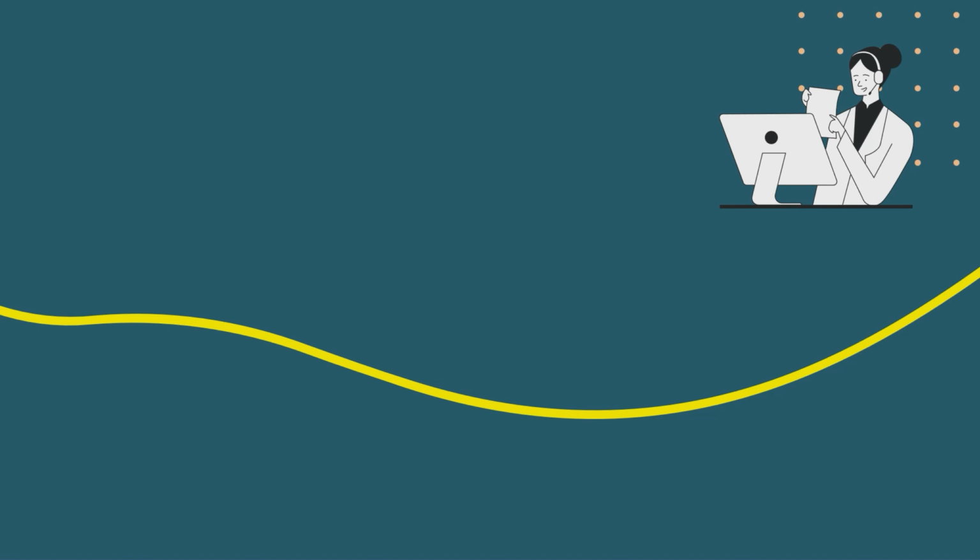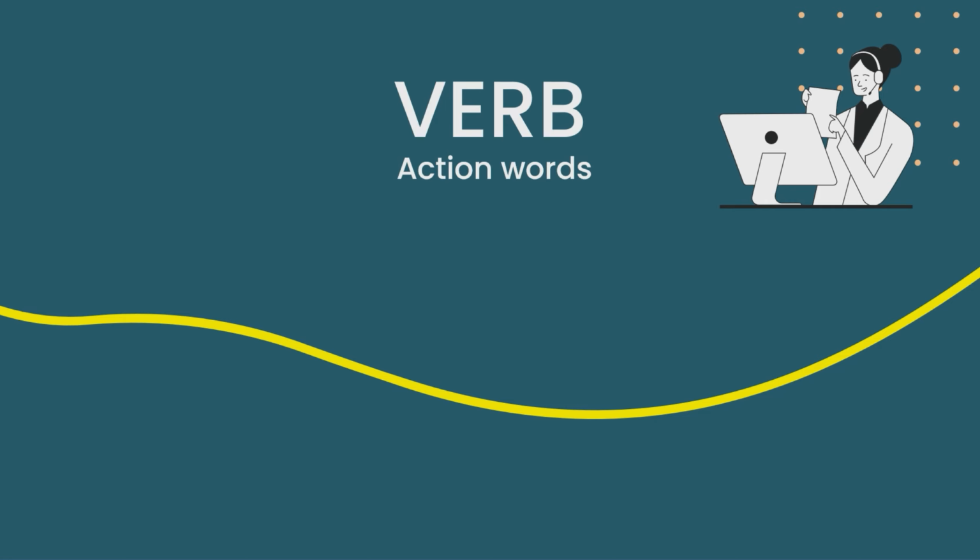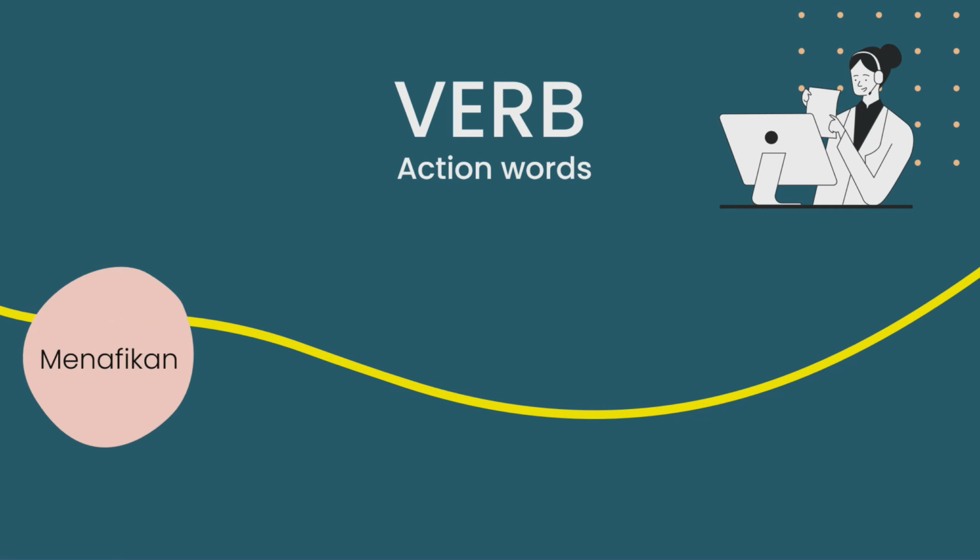Next is the verb. The verb is the action words, kata kerja. Okay, take a look at the Bahasa Malaysia word menafikan. So deny. So I want you to write deny, D-E-N-Y. That is a verb. Okay, try the rest on your own.